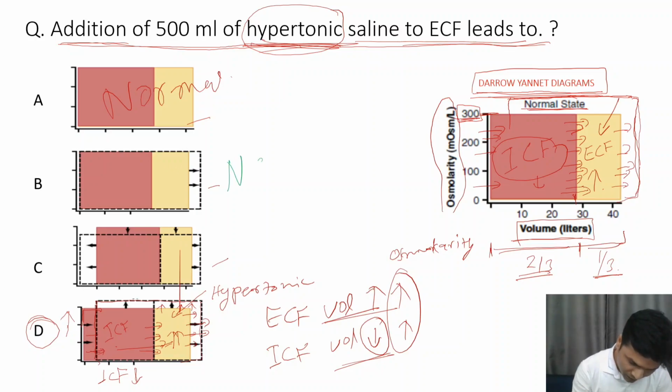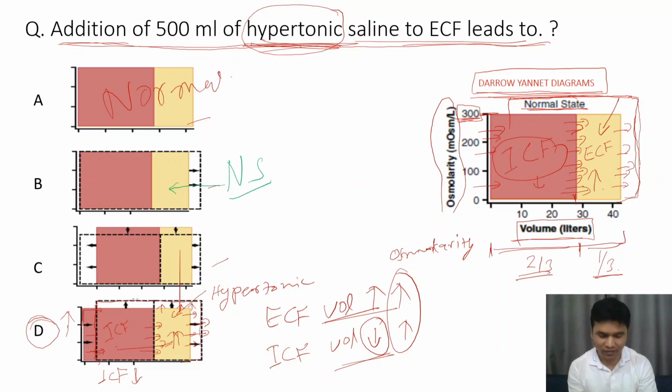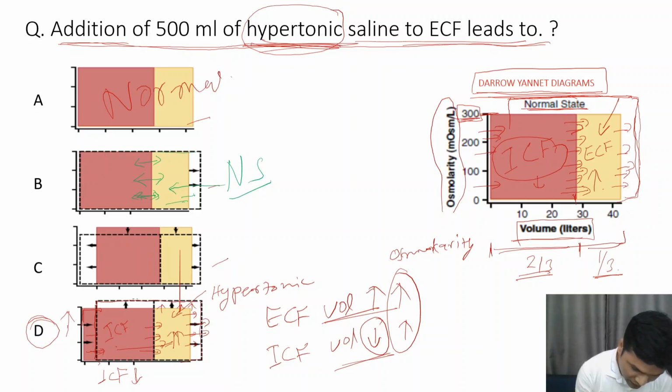So this is the normal saline. What happens if you infuse normal saline here? Extracellular fluid volume will increase, and the osmolarity is the same, so there is no difference between the osmolarity of intracellular and extracellular fluid. So there will be no exchange of water. No fluid will move from one side to the other, but only the volume of the extracellular fluid will increase. So the volume is increased but osmolarity is the same.